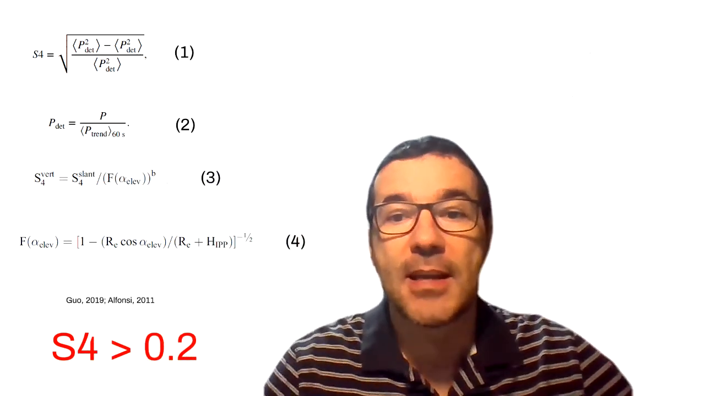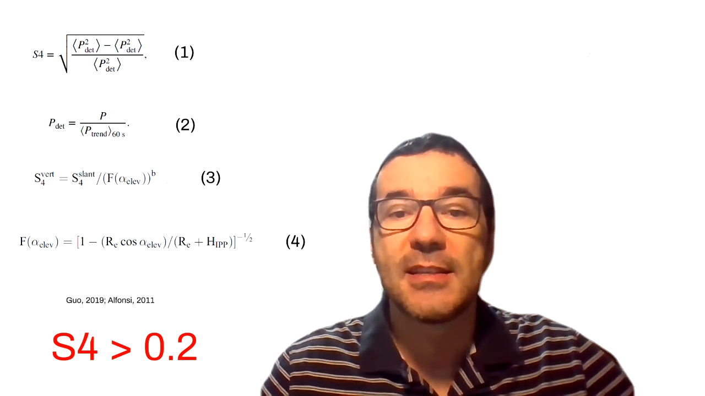The amplitude scintillation, S4, is calculated by the standard deviation of the power of the signal over 1 minute. The values of the power first pass through a low-pass filter to obtain the intensity trend, and then it's normalized by the 60 seconds average to obtain the detrended power.